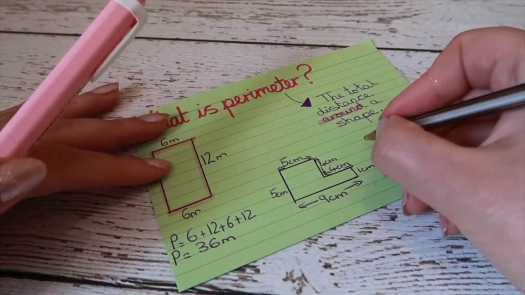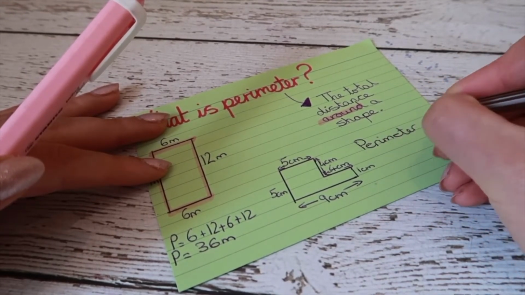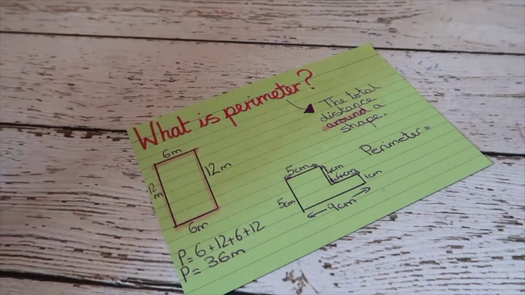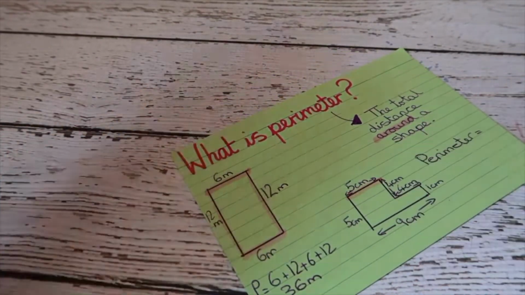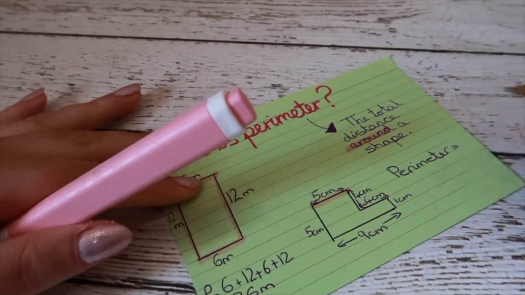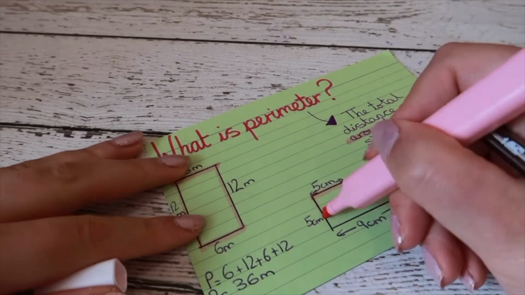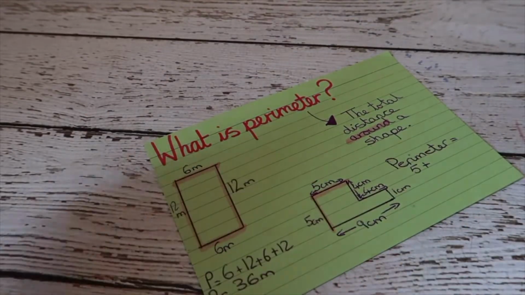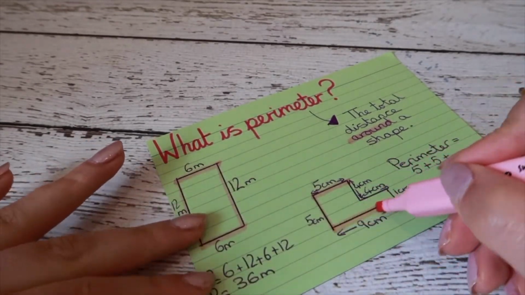Okay, now we've got a compound shape. So to find the perimeter of this shape, remember that the perimeter is the distance all the way around the shape. So I'm going to highlight again the perimeter. So I've got 5 centimeters, add another 5 centimeters. I'm just going to keep going around the shape, add 9 centimeters.